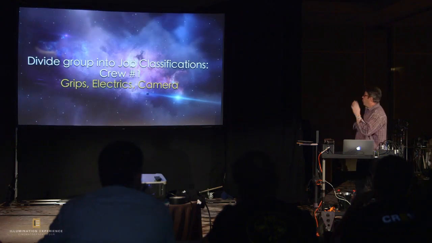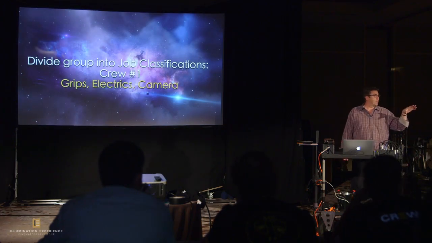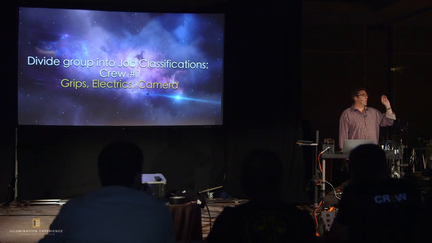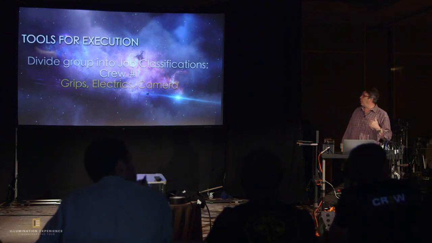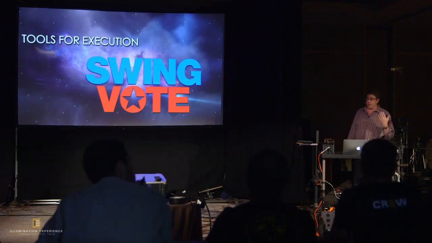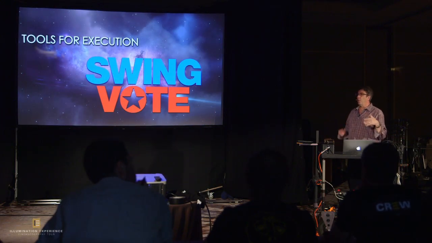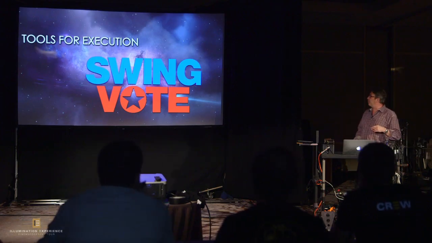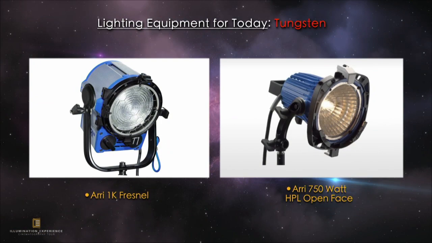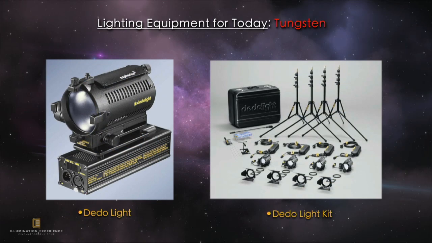Okay. So we've divided up into groups. The job classifications are over there, as well as who's the operator and the first AC. So let's just go over what tools you have today, just to remind you, so that when you're deciding what units you want to use, you're completely comfortable with what you have. You have the Arri 1K Fresnel, and you have your 750 open face that can clamp onto a Chimera if you'd like. You have a dado light kit, okay? We have one kit with 3 heads, and they all dim.